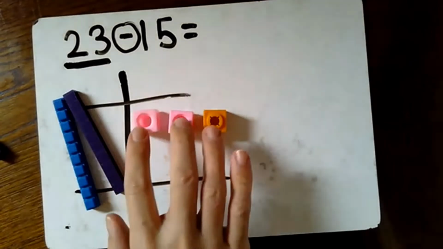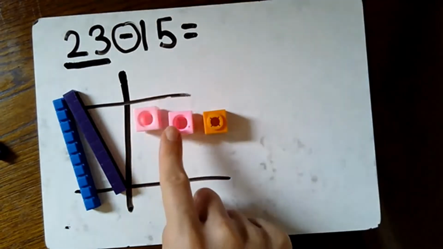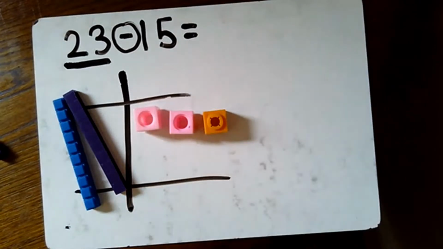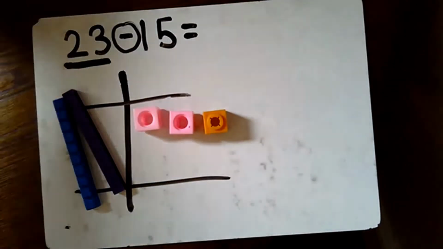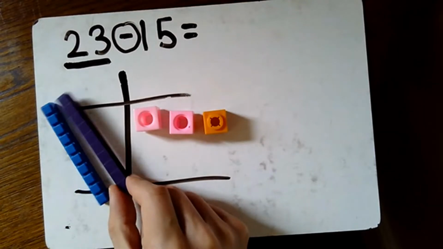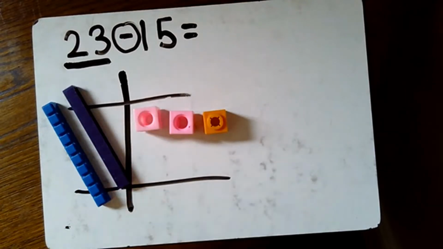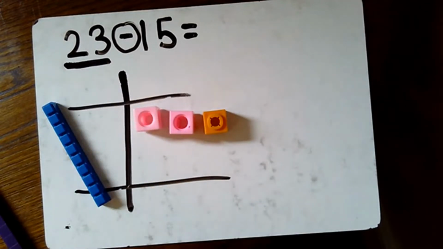Well, I have 3 ones and I need to subtract 5. Would I have enough ones here to subtract 5 of them? No, I do not. I only have 3. So what do I need to do? I need to go to the swap shop and regroup 1 ten for 10 ones.